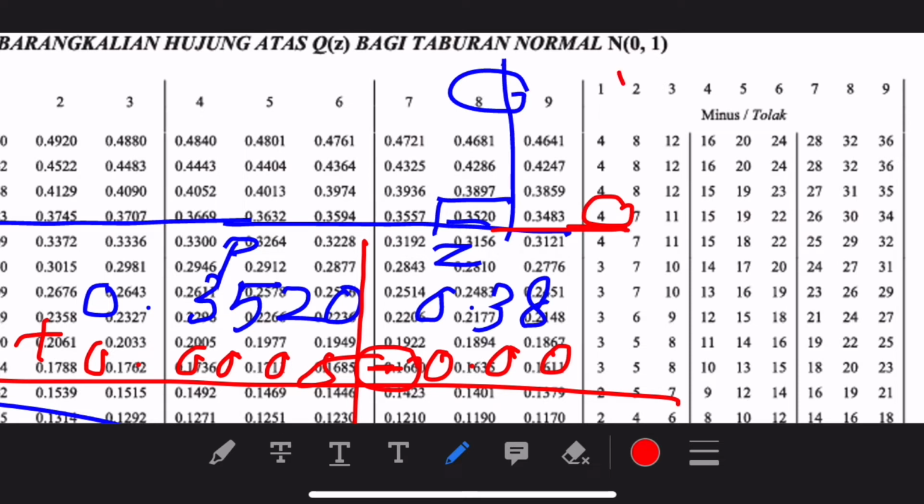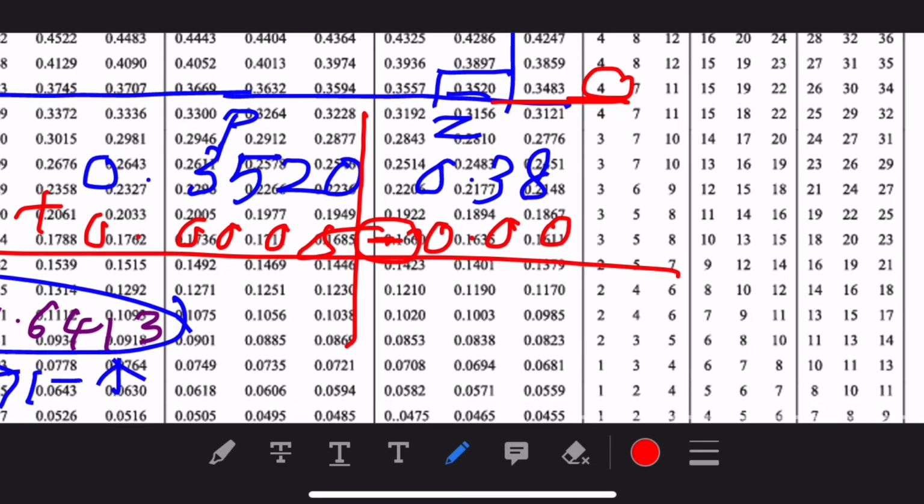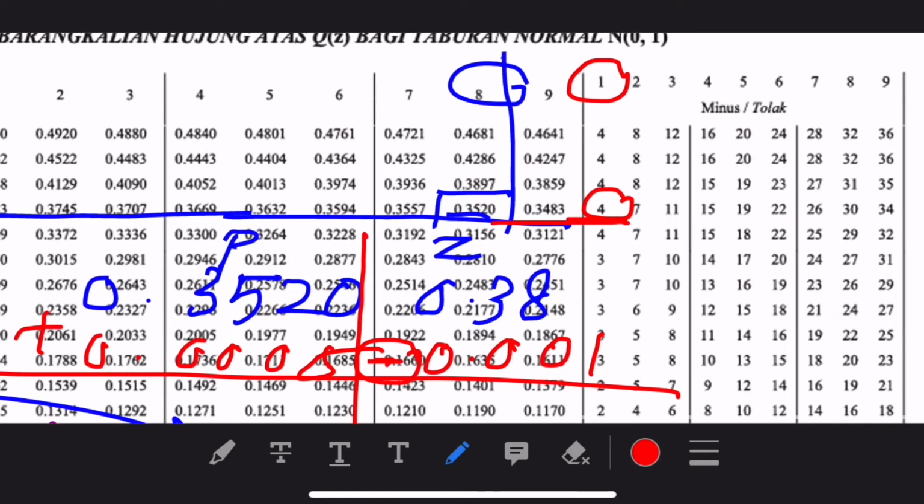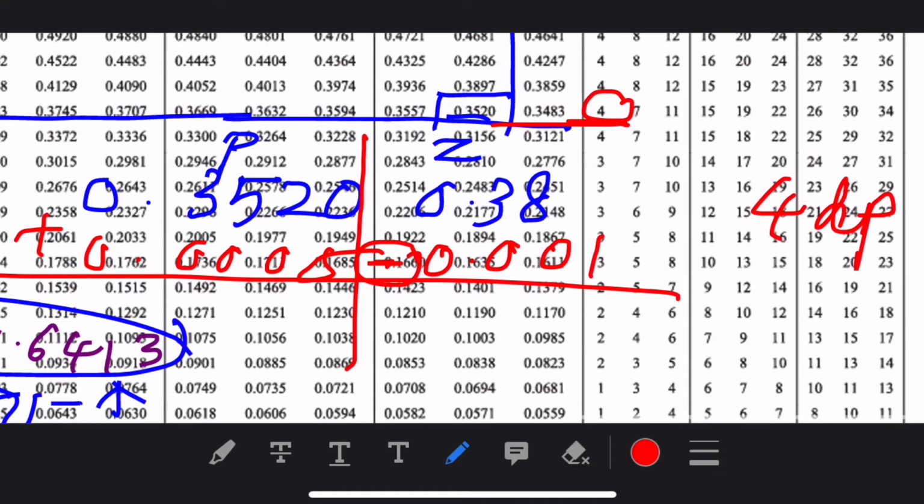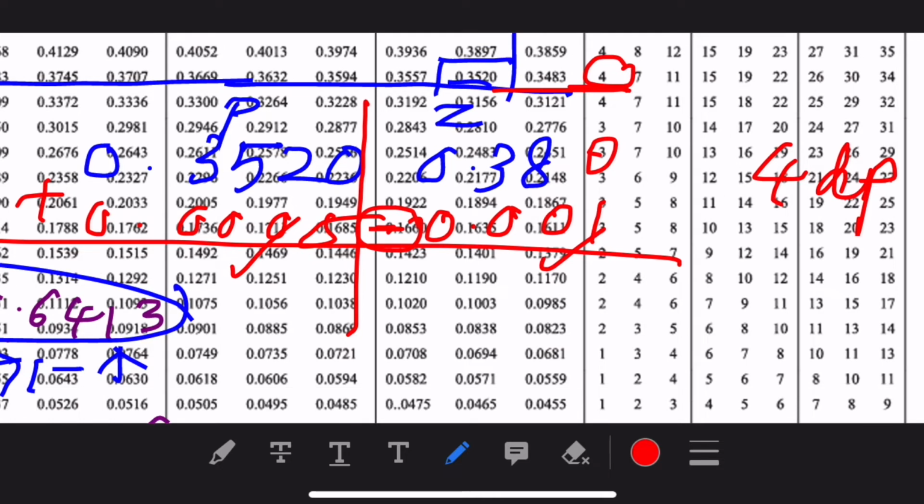You got 4, right? So it's equal to 1, and this one must be 3 decimal. Here must be 3 decimal. Here must be 4 decimal, right? Okay, so here 4 decimal, here 3 decimal, correctly. So when you plus, you have the minus, right? Okay, so it's 0.3.